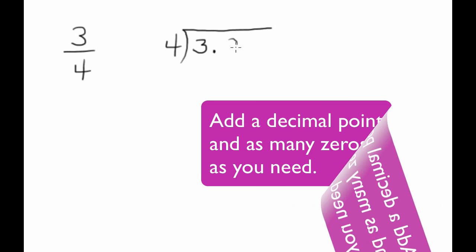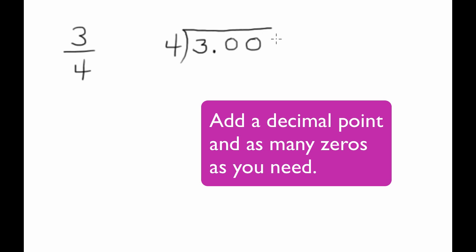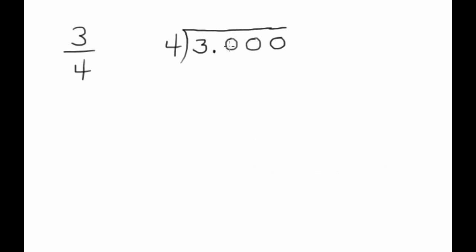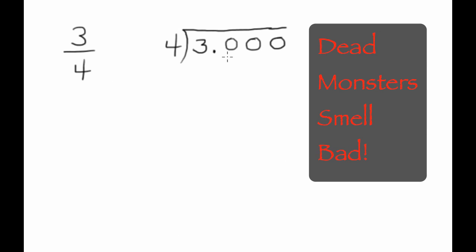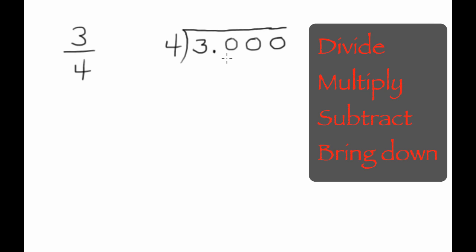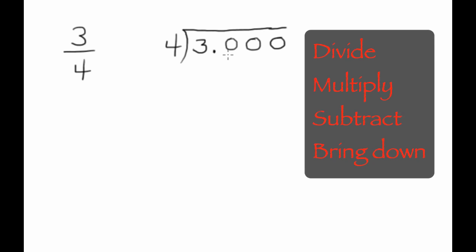3.000. I'll tell you right now, you can add as many zeros as you need. So when in doubt, add a 0. It is now time to carry out our division. Let's remember that dead monsters smell bad: division, multiplication, subtraction, bring down.